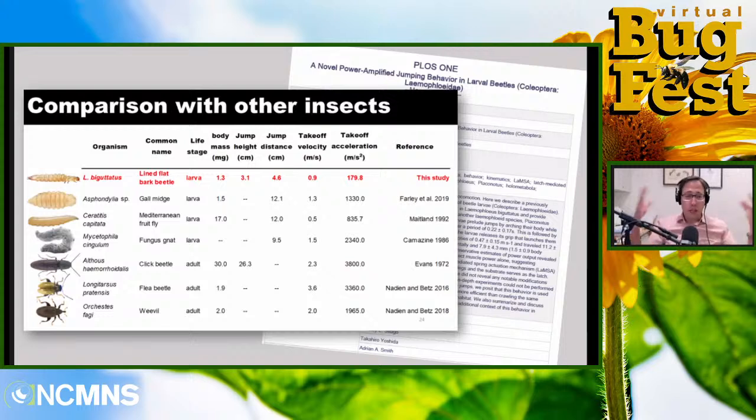It doesn't have any specialized features that other spring-loaded animals do. I'll show you some of those later. It does it with a normal beetle body plan, but yet it's able to build an internal spring and use that to get around, which I think is pretty cool.